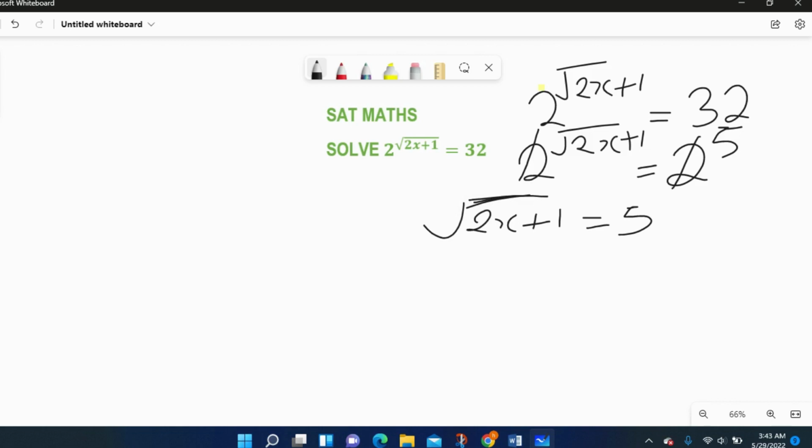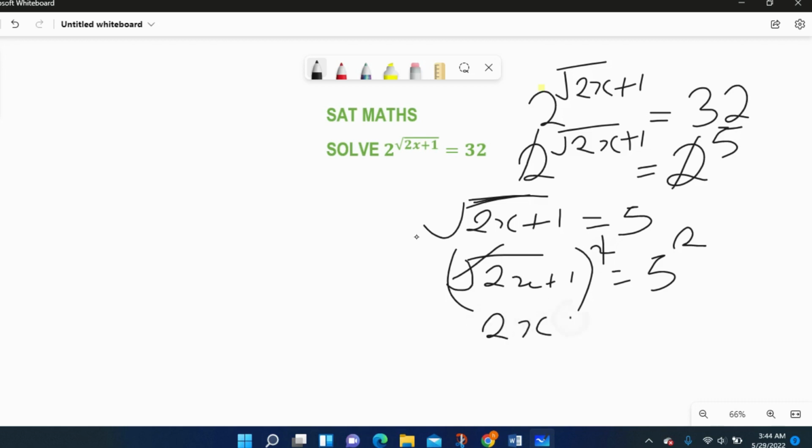So we'll square both sides in order to remove the square root. When we square both sides, we are going to have the square of the square root of 2x plus 1 equal to 5 squared. Good. So the square will cut the square root, and we'll have our 2x plus 1 equal to 5 raised to the power 2. 5 raised to the power 2 is 25.